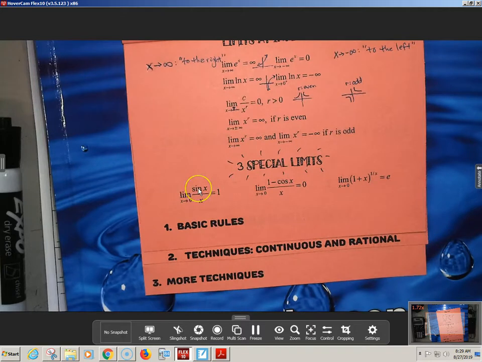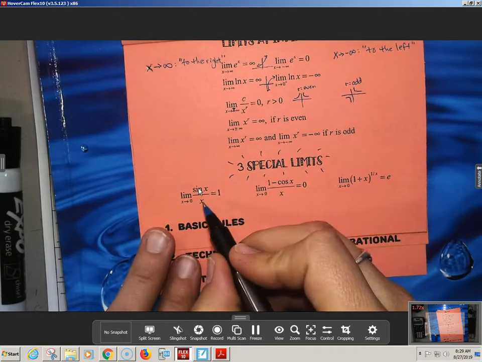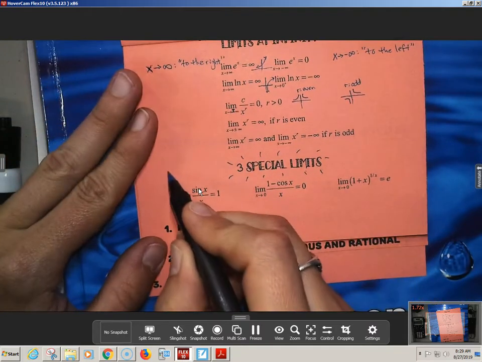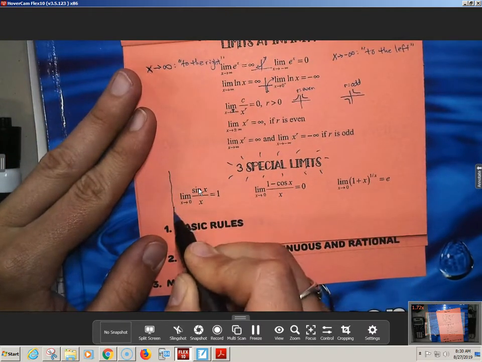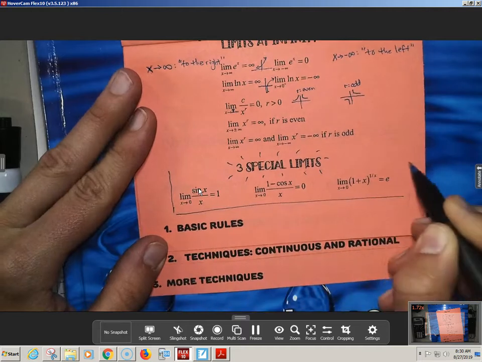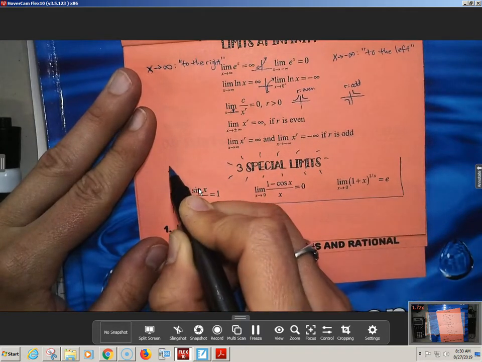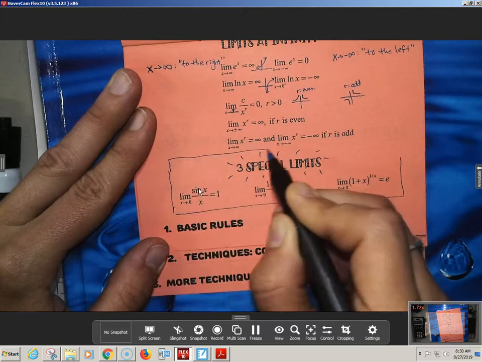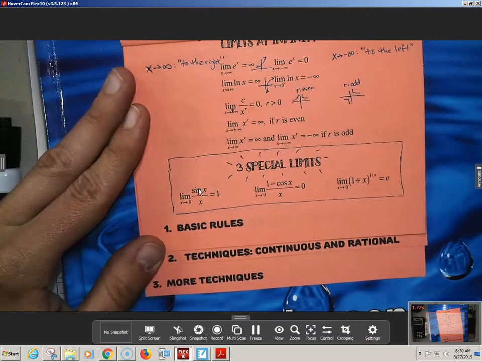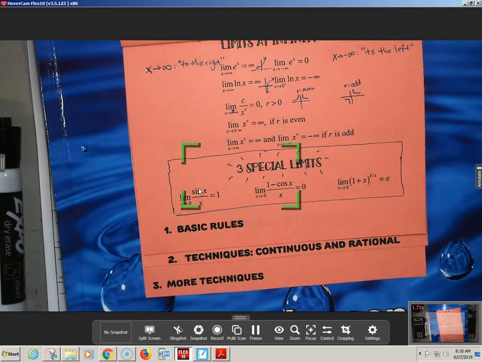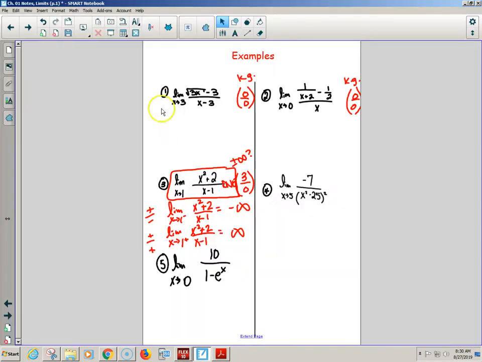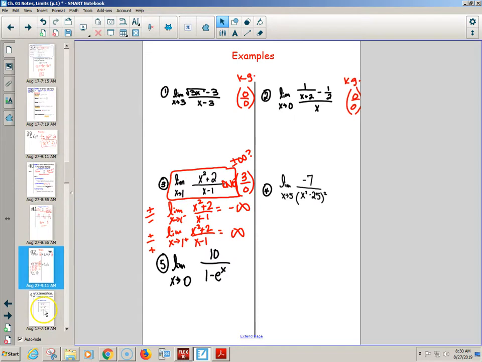So therefore, there are snazzy geometric proofs as to why this is true, but we're not going to worry about geometric proofs. For our purposes, we're just going to memorize these special limits. In your notes, it was actually coming a little bit in the future, but that's totally okay. We can do it now.